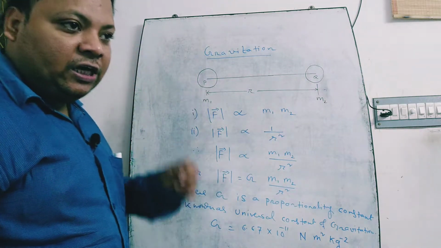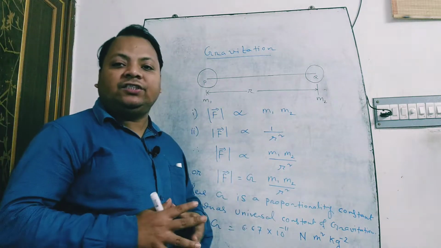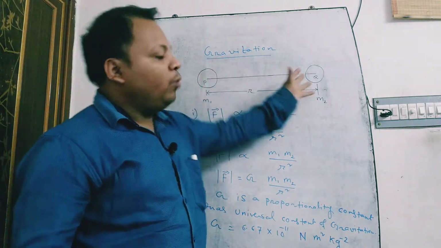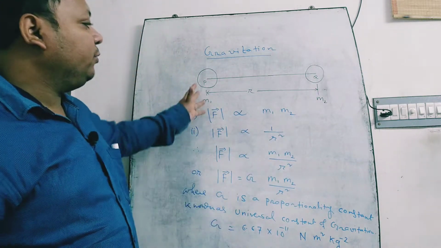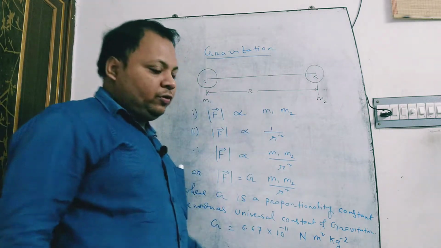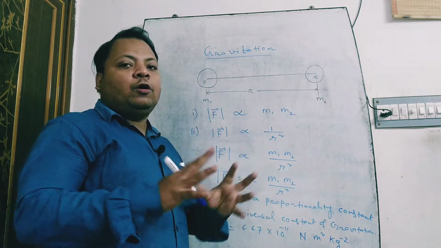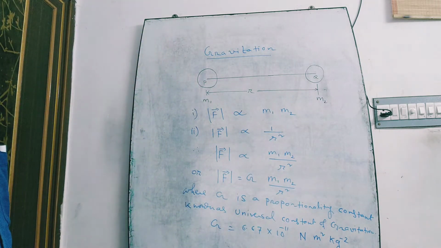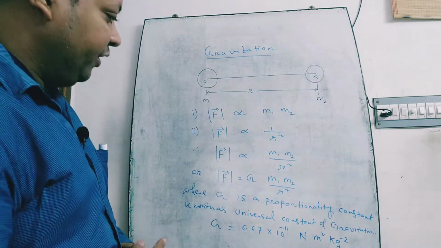Capital G does not depend on the nature of the surrounding. Capital G does not depend on the mass of the two bodies or the distance between the two bodies. This is constant for any two bodies. This formula is known as Newton's law of gravitation.